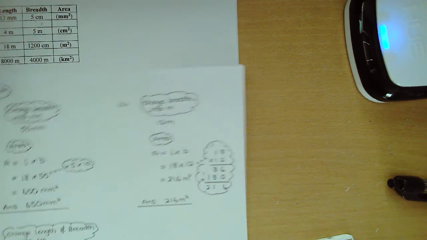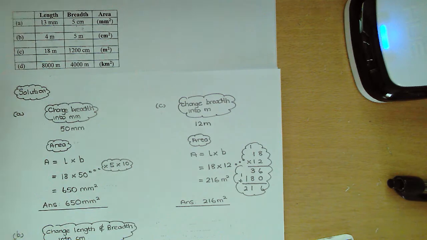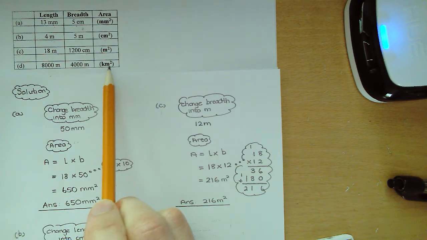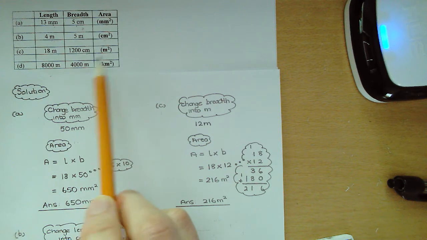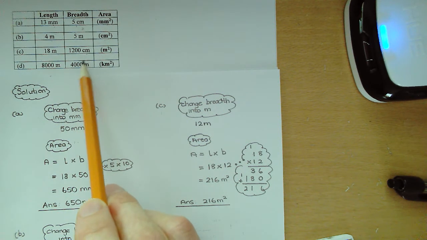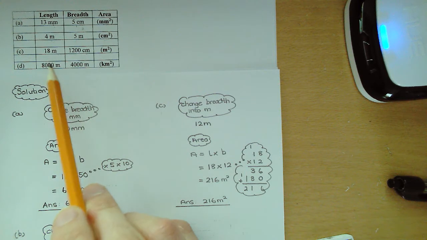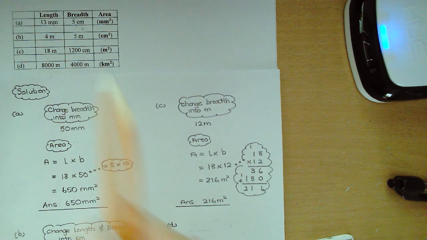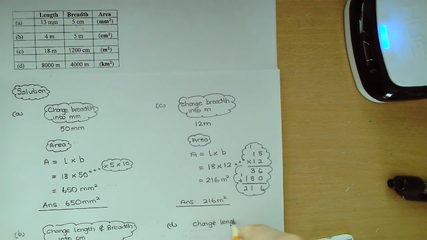Okay, example D. So in example D, we want the area of the rectangle to be in kilometres squared, and the length and the breadth are both in metres. So we're going to have to change both of these metres into kilometres. So we're going to have to change the length and the breadth into kilometres. So change length and breadth into kilometres.